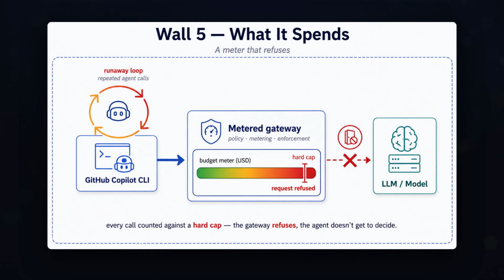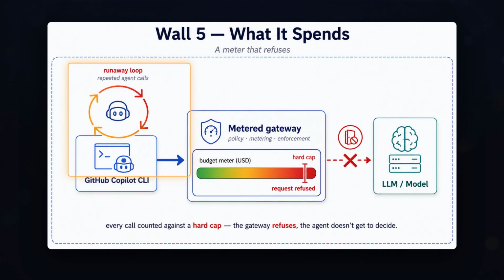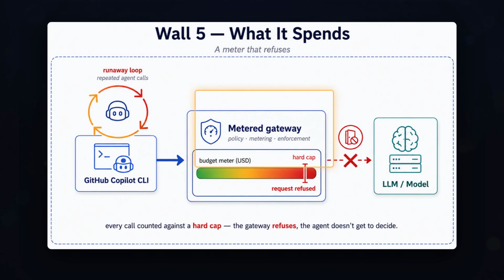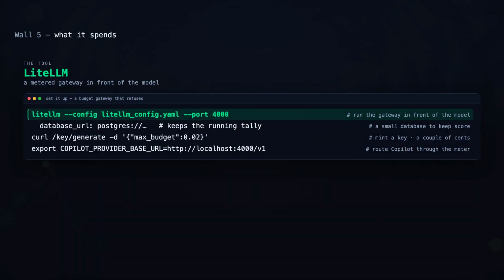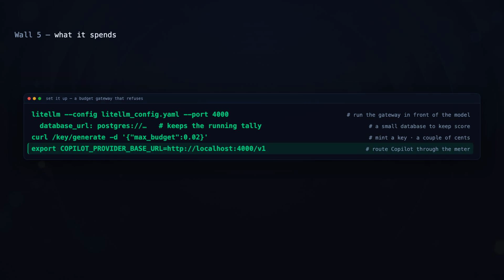There's one thing left, and it shows up on the invoice. An agent stuck in a loop doesn't get tired. It just keeps spending, and usually nobody's watching the meter until it's too late. So we put a meter on the thinking itself. We stand a little gateway in front of the model. It's called LiteLLM, and we give it a small database so it can keep score. Then we mint a key with a hard cap on it, just a couple of cents, and we route Copilot through that gateway instead of straight to the model.